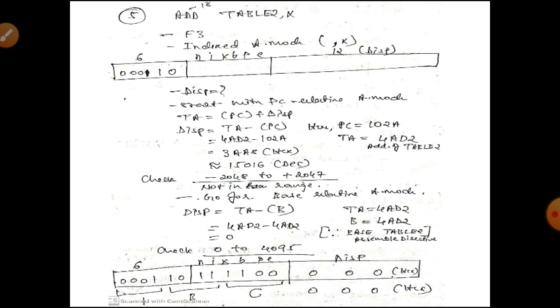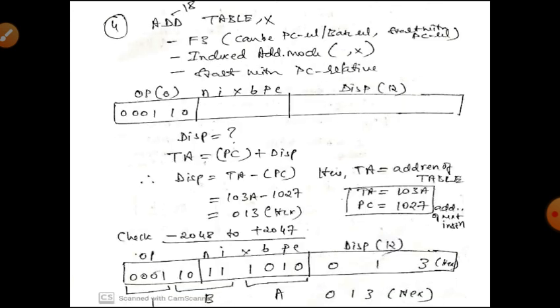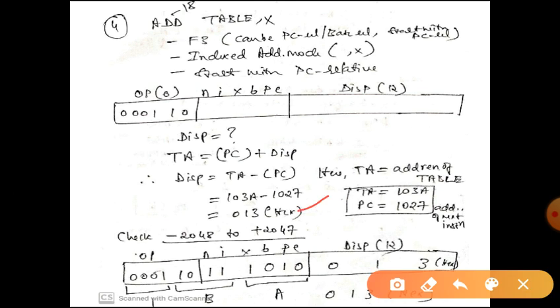Okay, yeah, 013 we got this, and check whether it is within this range. Actually we got it in hexadecimal, convert it into decimal and check, yes, it comes within this range. Now you assemble this. Write this 013 in the displacement field and set these flags.